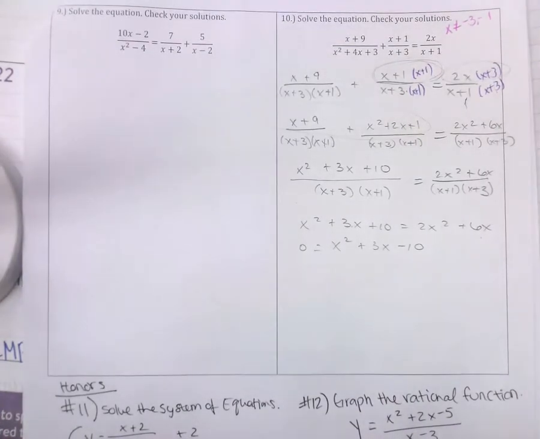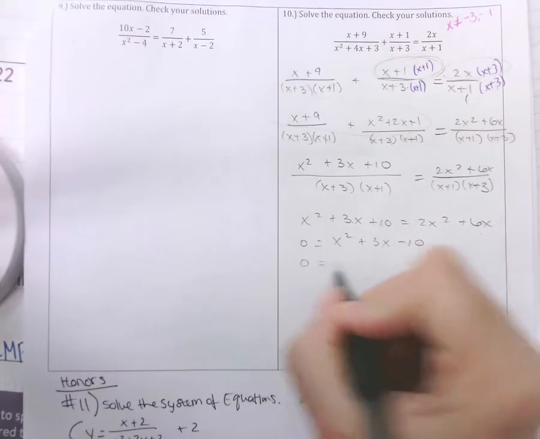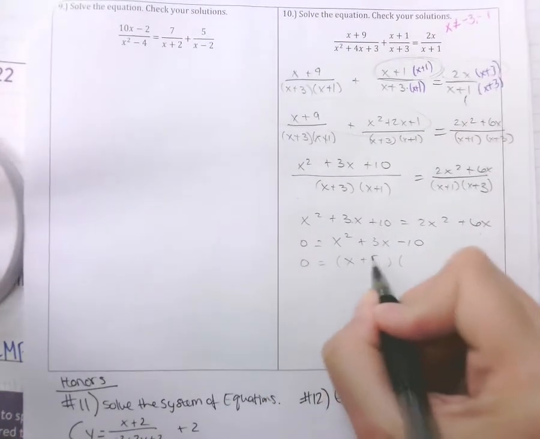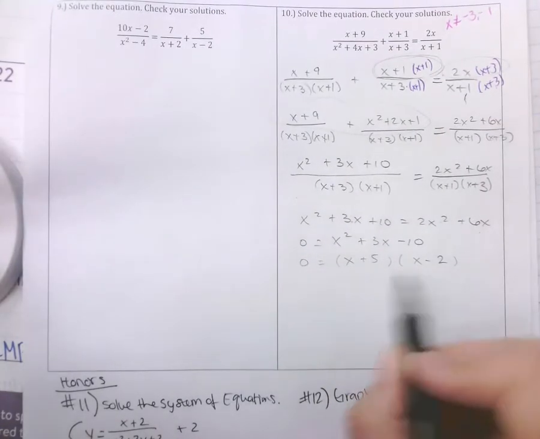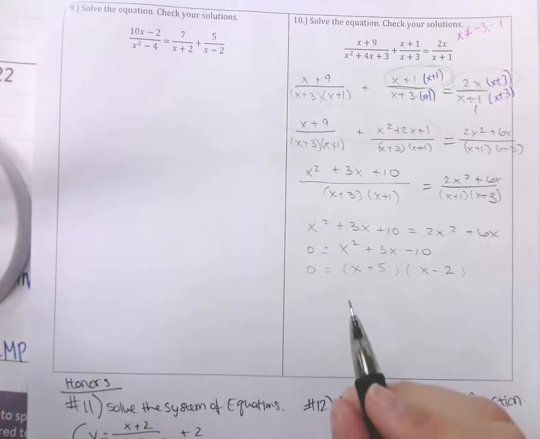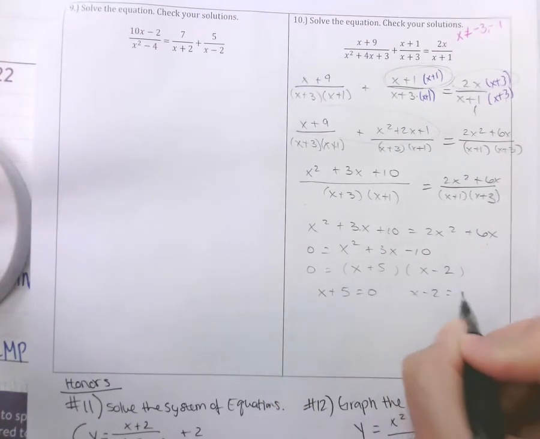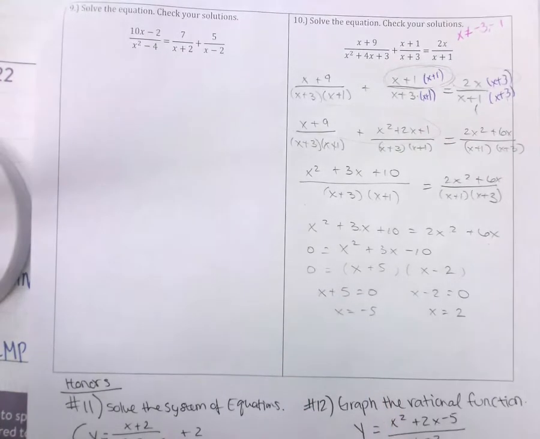And then for this particular question, you can factor, but you can also choose to use the quadratic formula if you want. This factors to x plus 5, x minus 2, because 5 times -2 is -10, and 5 plus -2 is +3. I set those factors equal to 0, and I get x equals -5 and x equals 2.